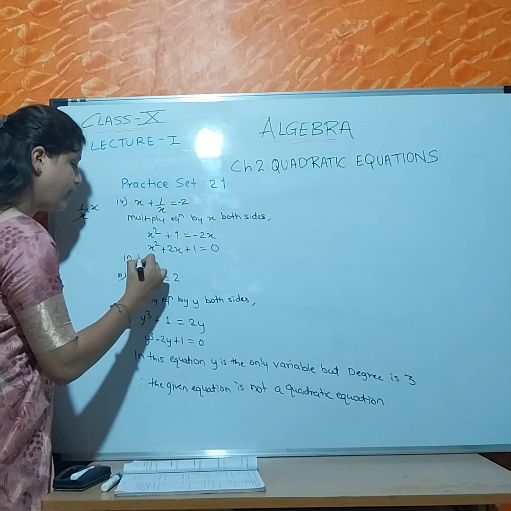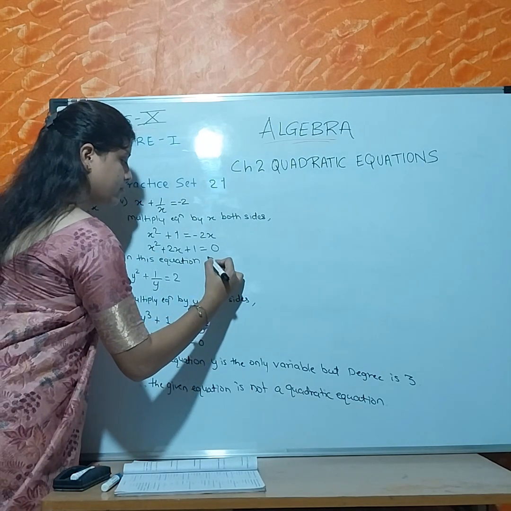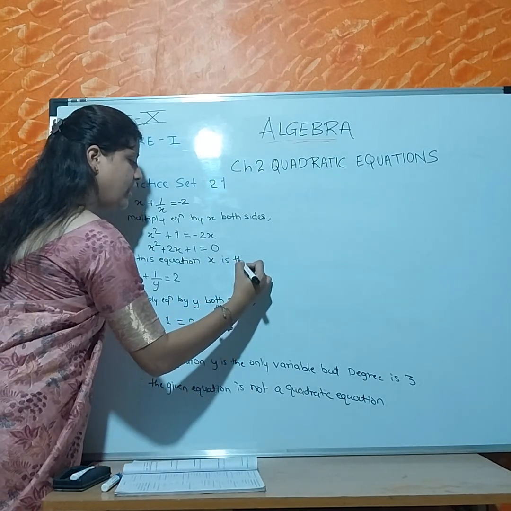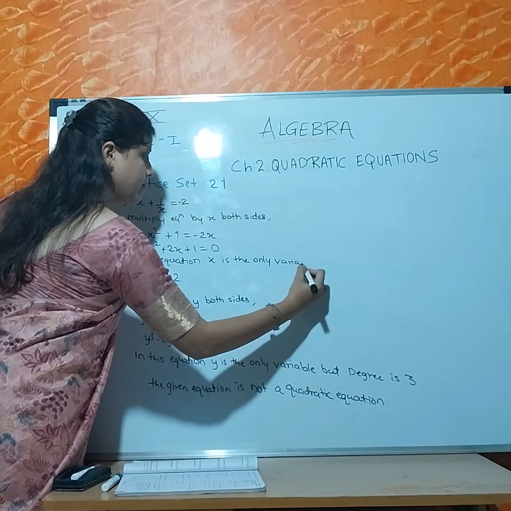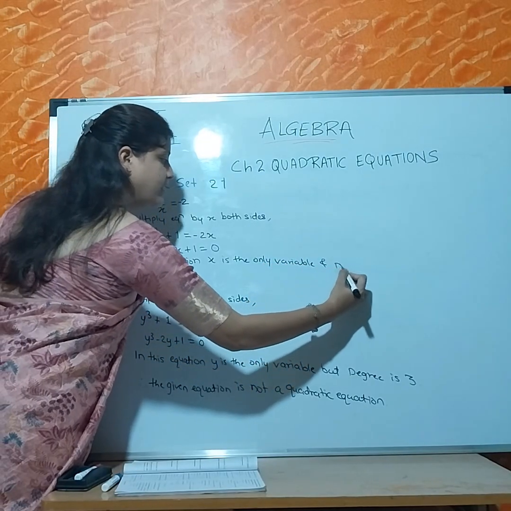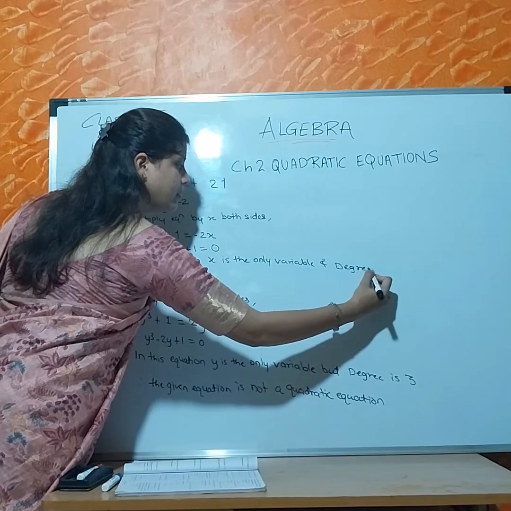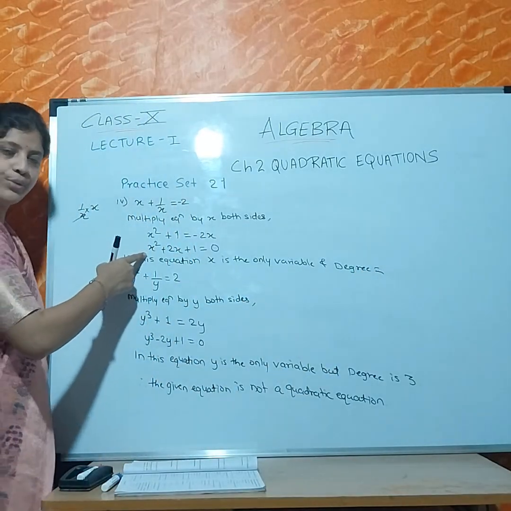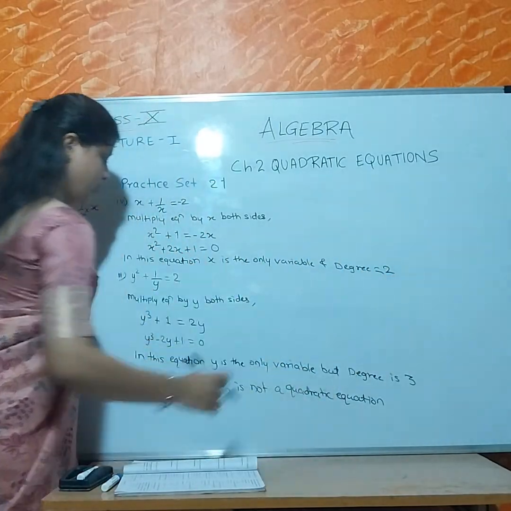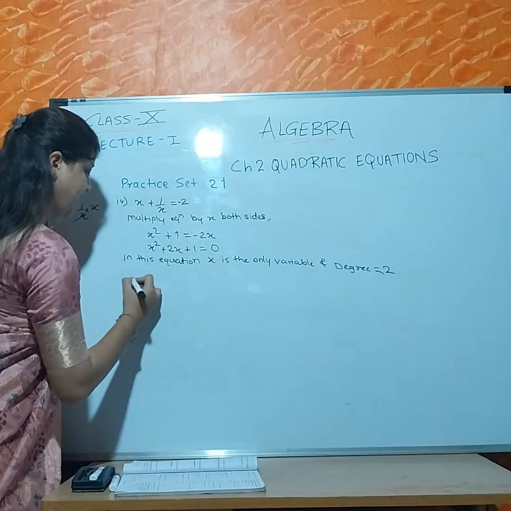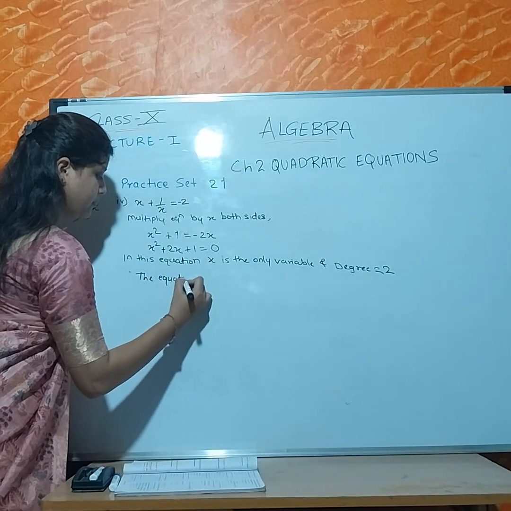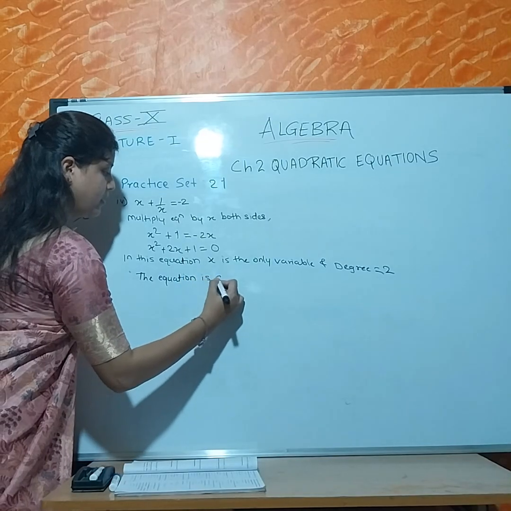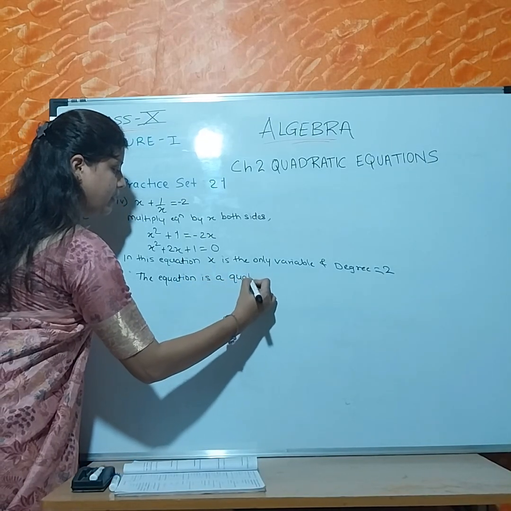Now in this equation, x is the only one variable, and what is the degree in this equation? Degree is 2. So with the help of this statement, we can say that the equation is a quadratic equation.